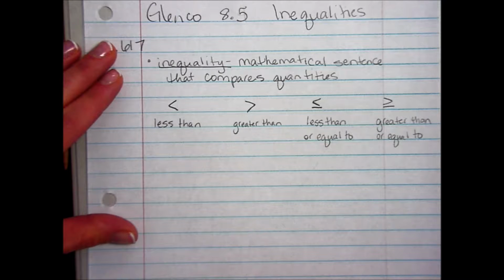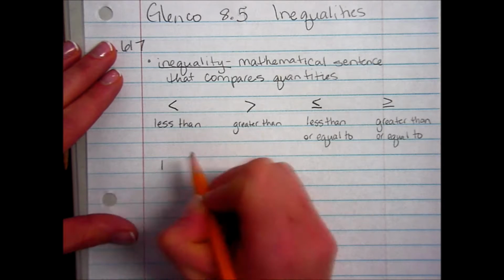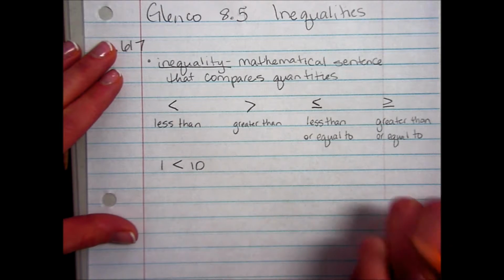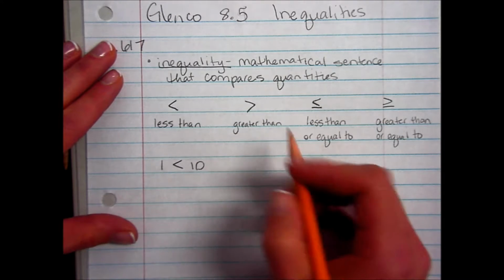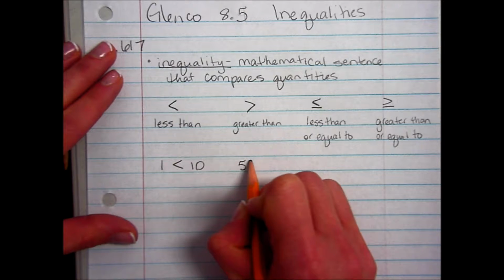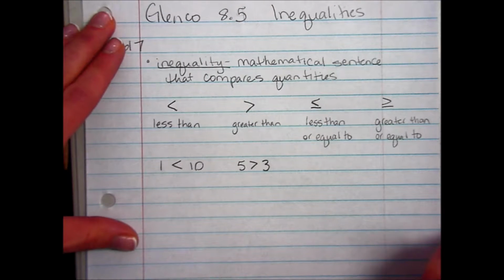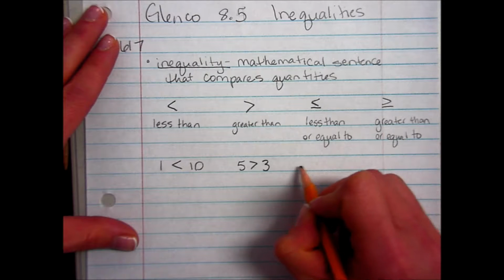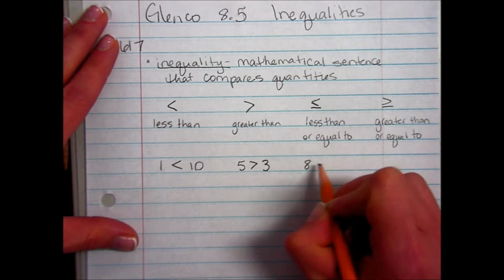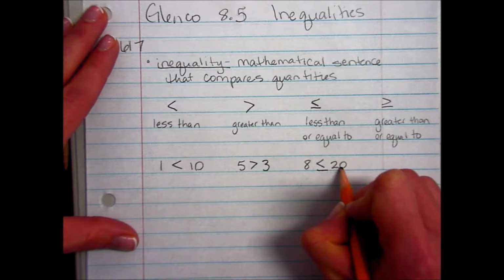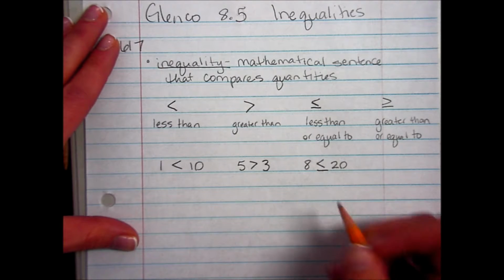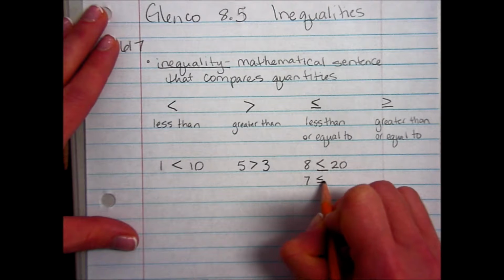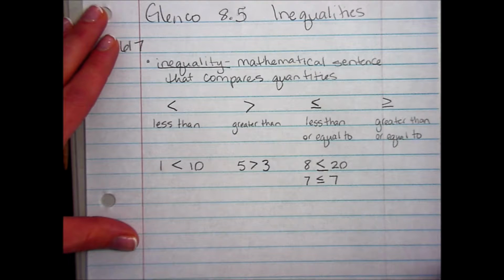So if we put some samples down, we could say 1 is less than 10. We could say that 5 is greater than 3. We could say 8 is less than or equal to 20 because it's either or. Or you could say 7 is less than or equal to 7 because it can be either or.